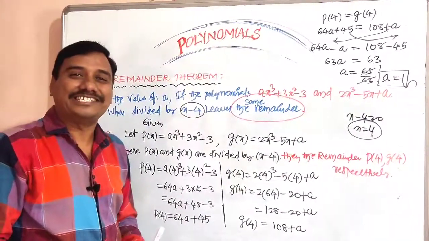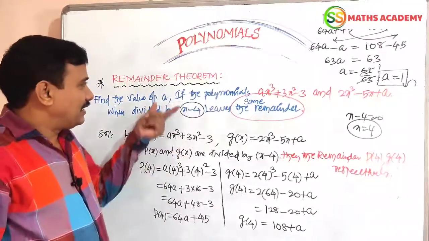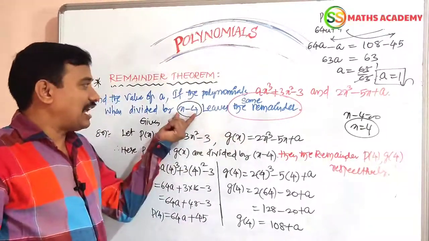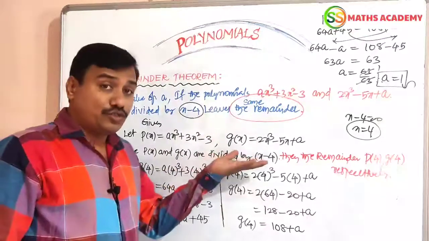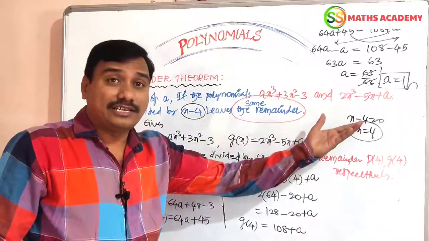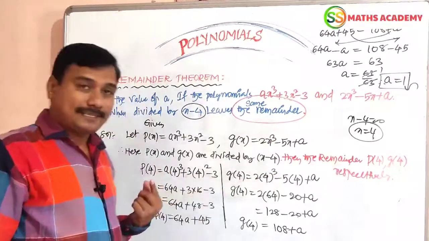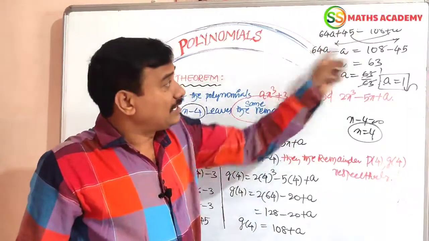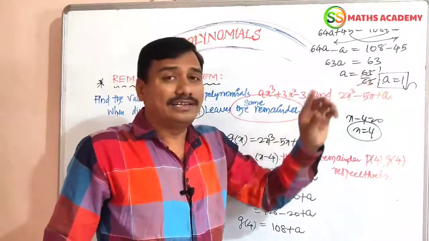Simply we got it, friends. What I did, just recap it. Simple. Given two polynomials, I have taken them separately. These two polynomials have a common divisor, x minus 4. Then usually we should get the same remainders. The divisor x minus 4 means x equals 4. We have to substitute it in the place of x in the two polynomials. We are getting two values. These two values you should compare. Now you have to separate the like terms. I am getting a equals 1.